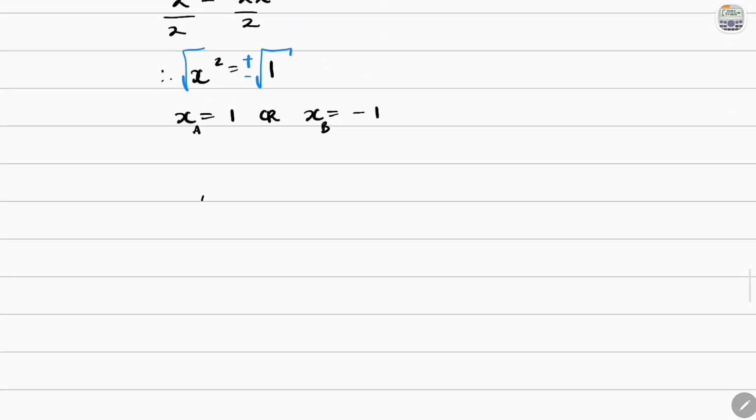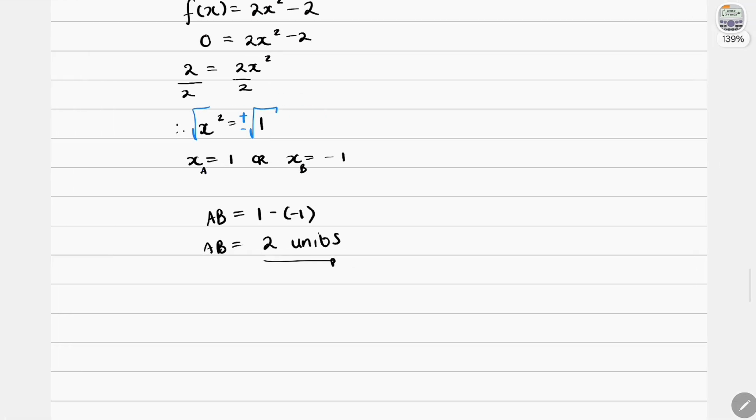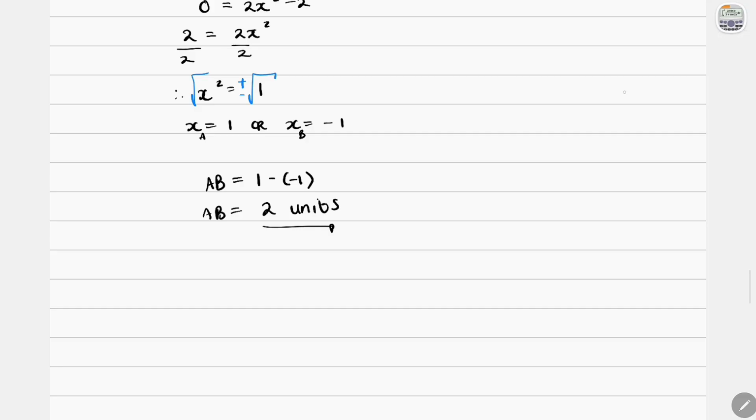So finally, to find the length of AB, it's equal to 1 minus negative 1. Okay, higher x value minus the lower one. So AB is simply equal to 2 units, okay, because those negatives multiply in to become a positive. And that is our answer. Moving on to the next question.